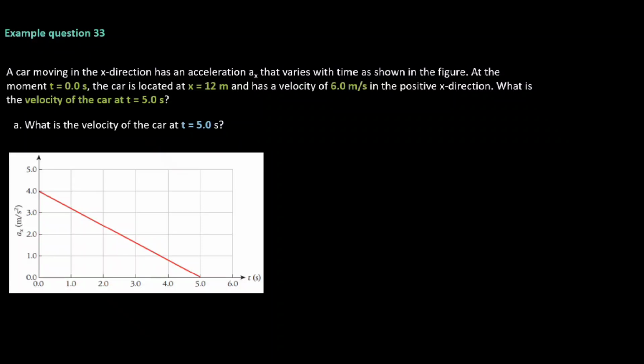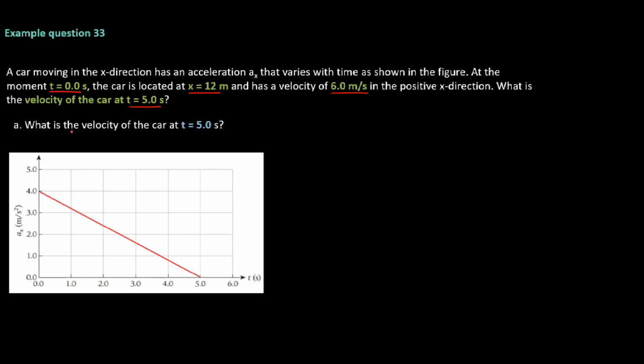Example question 33. A car moving in the x direction has an acceleration a_x that varies with time as shown in the figure. At the moment t equals 0 seconds, the car is located at x equals 12 meters and has a velocity of 6 meters per second in the positive x direction. What is the velocity of the car at t equals 5 seconds?